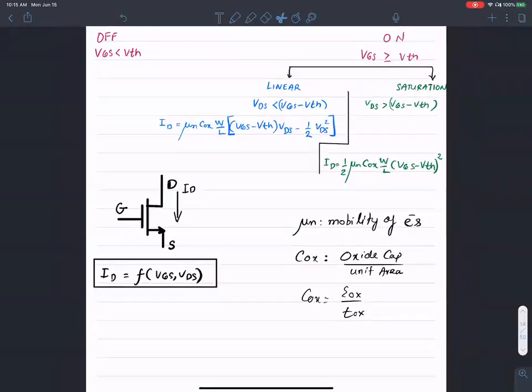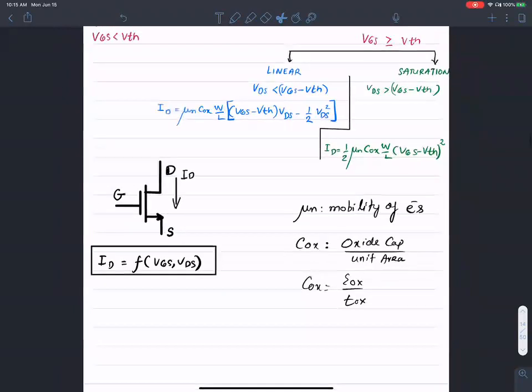I don't see any drain to source voltage on the saturation. Thank you. That's the observation I was looking for.